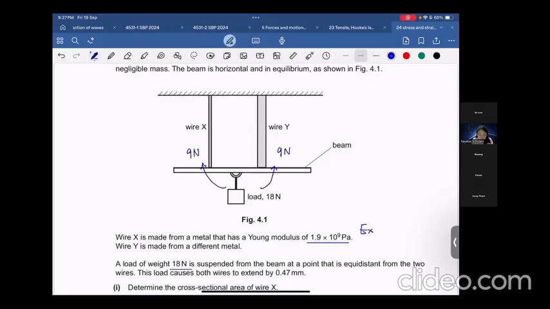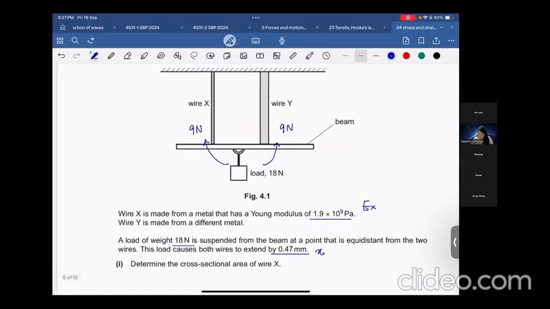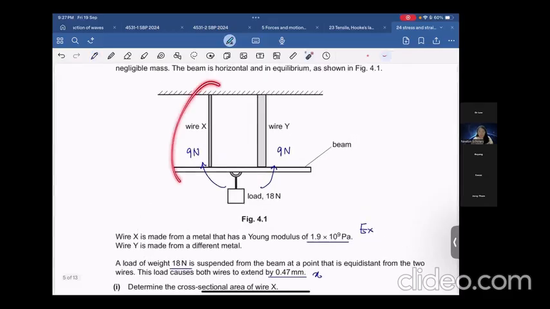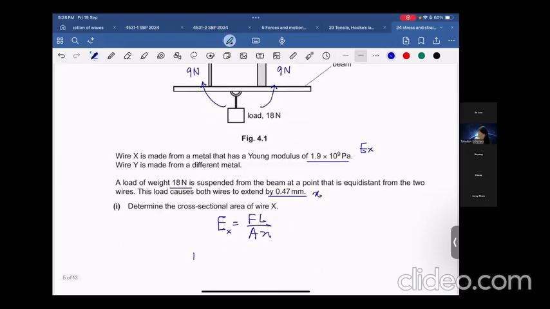So here, what information do we still have? The load causes the wire to extend 0.4 mm, so this is the extension. Determine the cross-sectional area for wire X. Now I'm only talking about wire X, so you don't bother about this one, but I know it experienced 9 Newton. For wire X, because they're already giving us the Young modulus, E equals FL over AX. For wire X, it is 1.9 times 10 power of 9. This is given by the question.